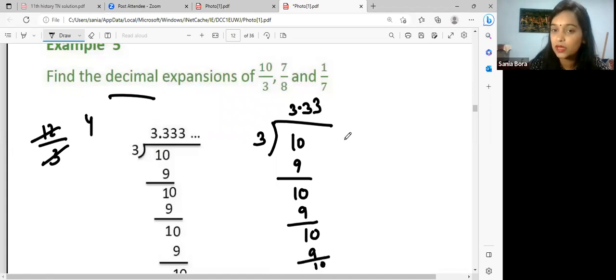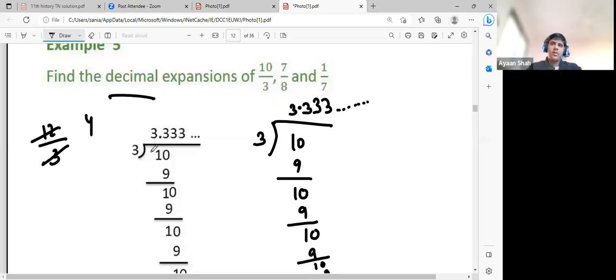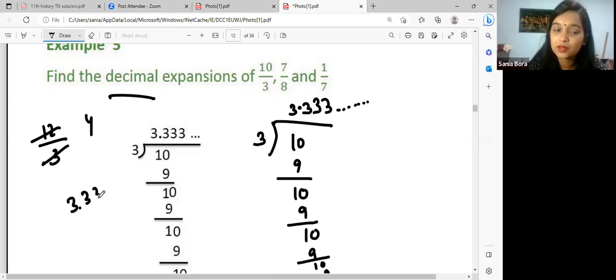Then again you are solving it. Again you are getting 3, 9. So what is happening over here? It is continuously repeating. You will get 3, 3, 3, 3, 3. So your answer is 3.333 and you will put dot dot dot. That means it is continuously like that.